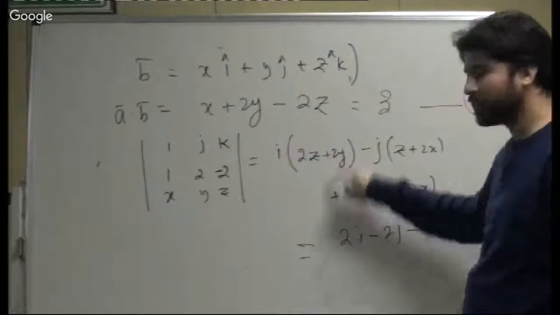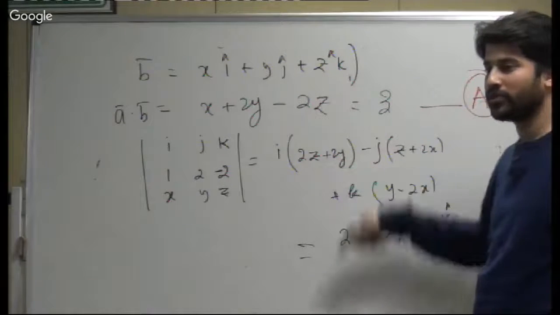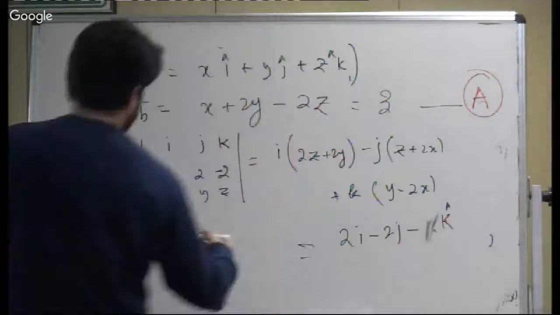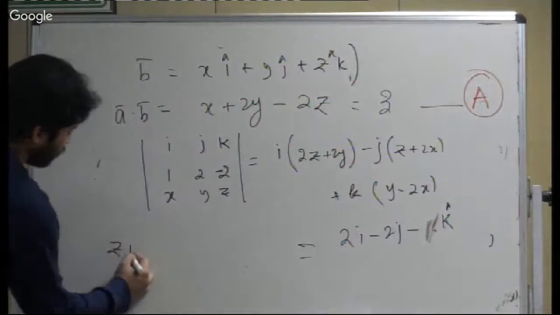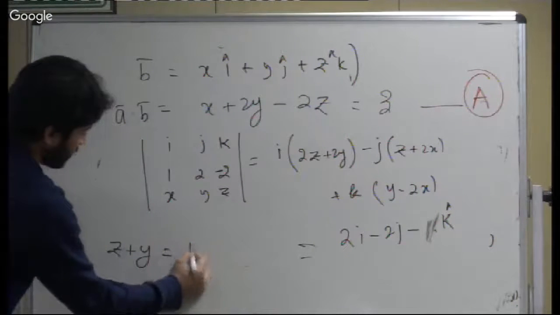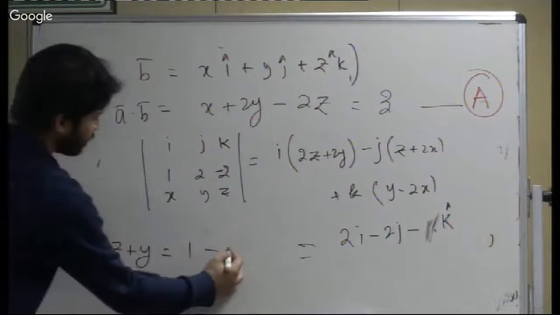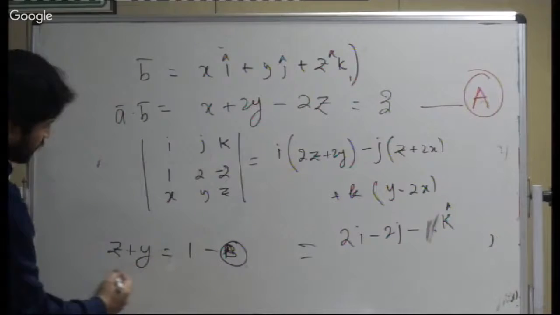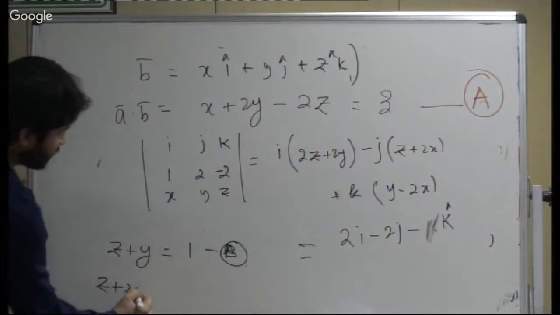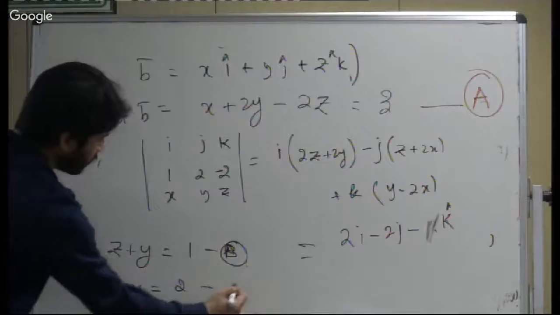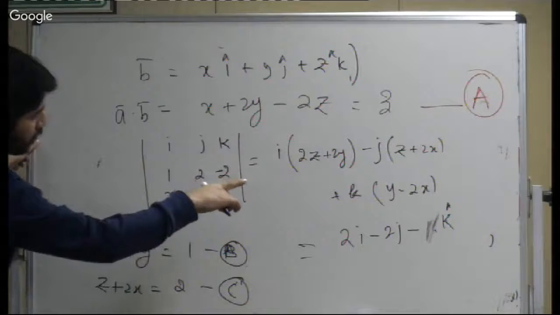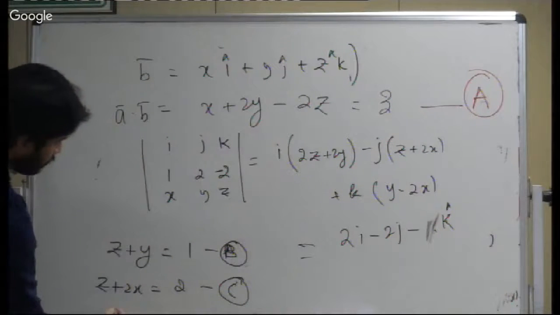Actually, this is not three equations. This will turn out to be only two equations. How? Let's see. If I say z plus y twice, that is 1. First equation. Then I say z plus 2x is equal to 2. Y minus 2x is equal to.